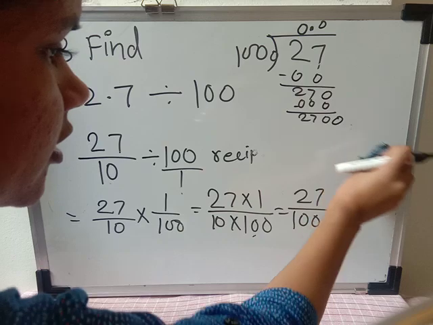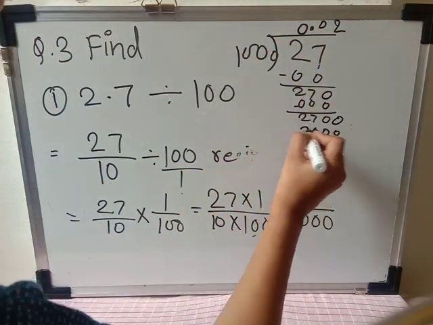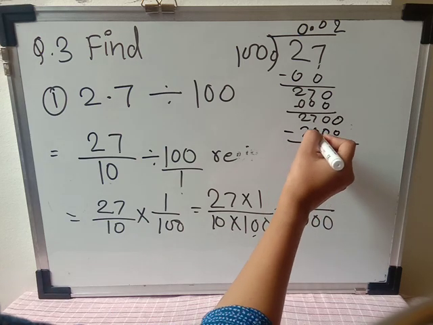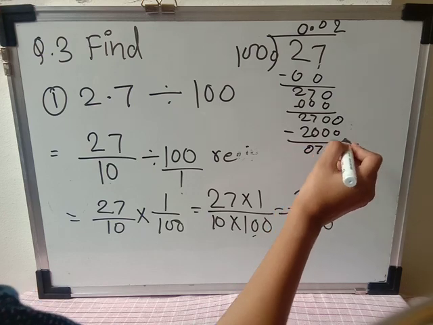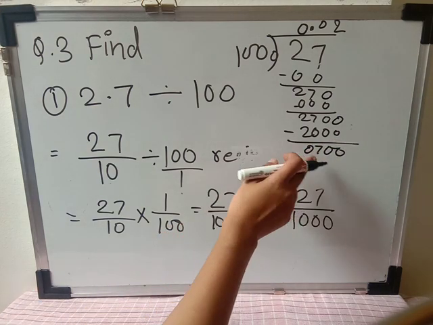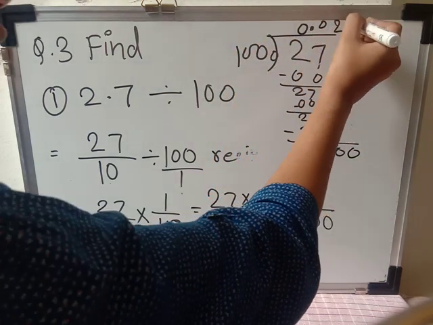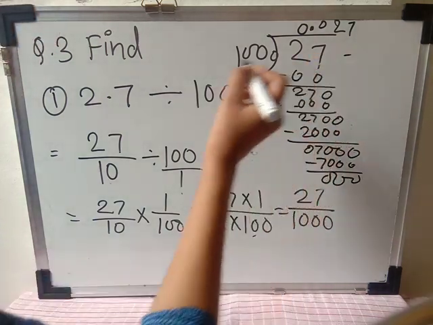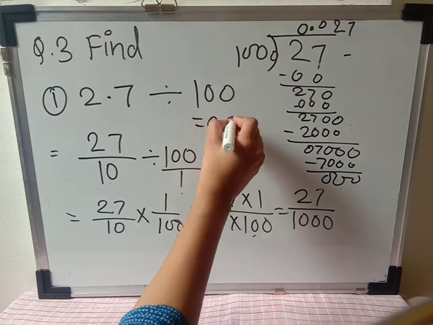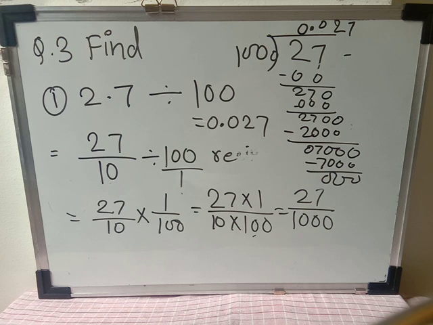Okay, so here I am just rubbing this side. Okay, so 1000 twos are 2000. Here will come the answer 2000 minus 2700, that is 700. Okay, so here we have taken the decimal, so we can take 0 one more. Okay, so 1000 sevens are 7000. So student, our answer is 0.027. Okay, 0.027.